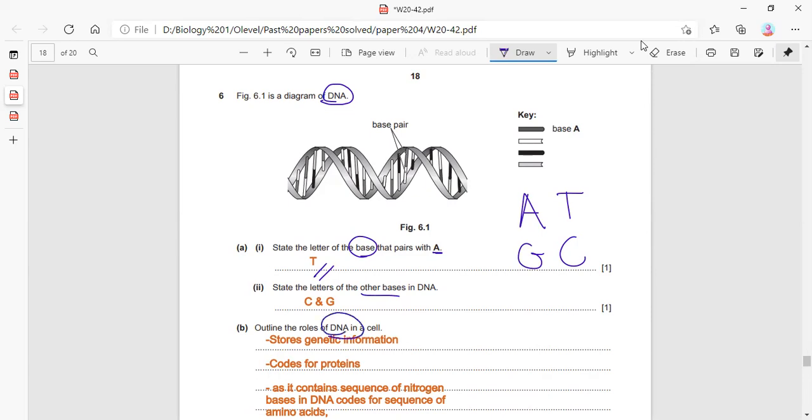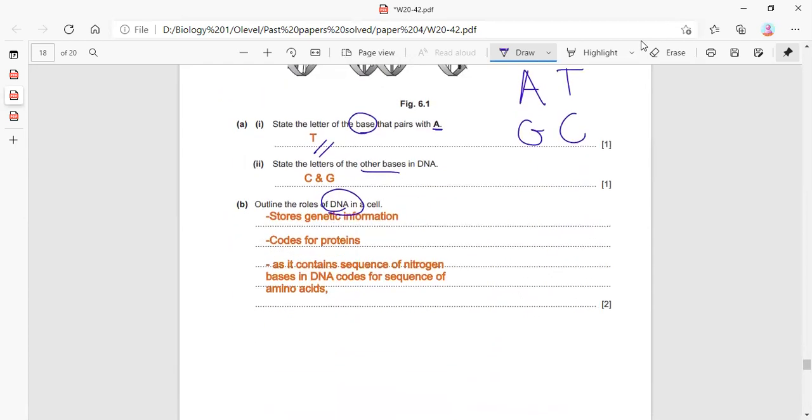What's the role of DNA? الـ DNA ده بيعمل إيه؟ It is the chemical that contains the genes. It stores the genetic information. It gives the code for protein. إزاي؟ لأن هو عنده sequence of nitrogen bases that can be converted into a sequence of amino acids to form a different protein. يبقى this is the role of DNA. يخزن genetic information, هيعمل لي الcode for the protein. إزاي؟ لأن هو في السيكونس بتاع النيتروجين بيزز.